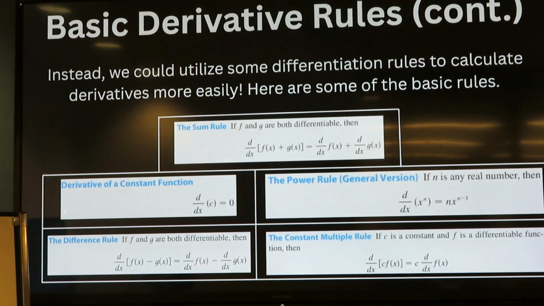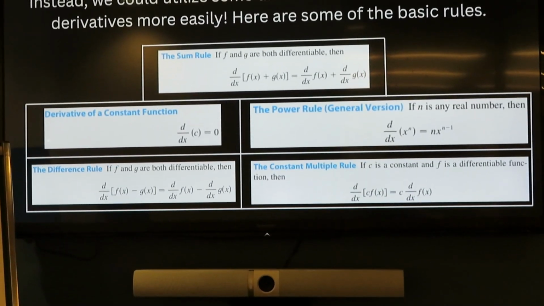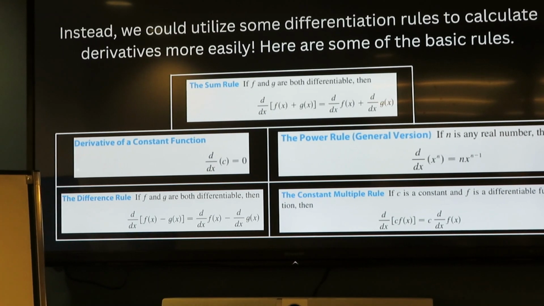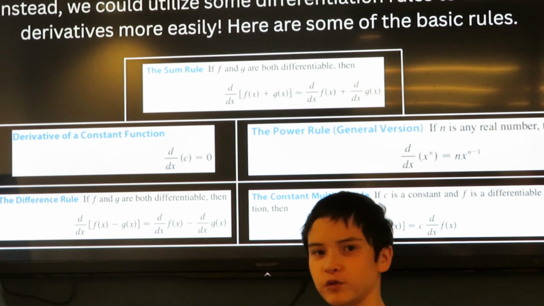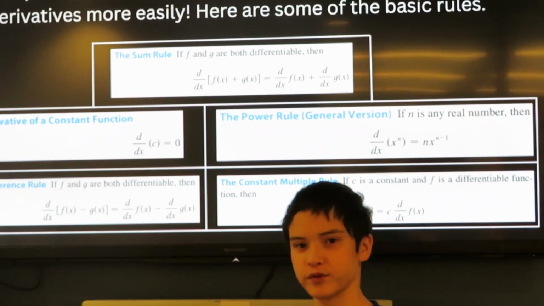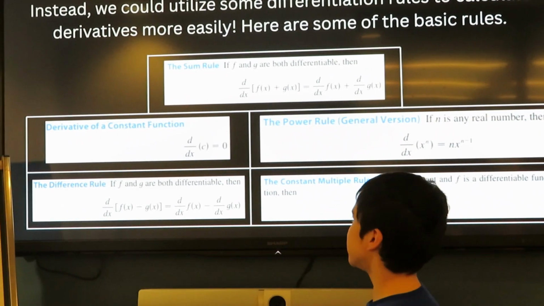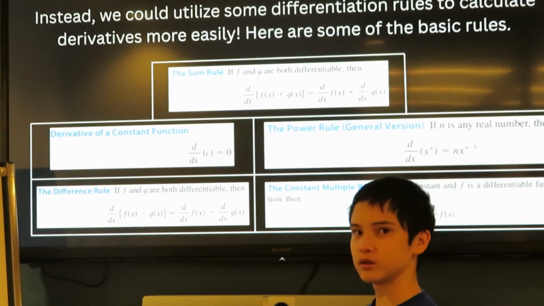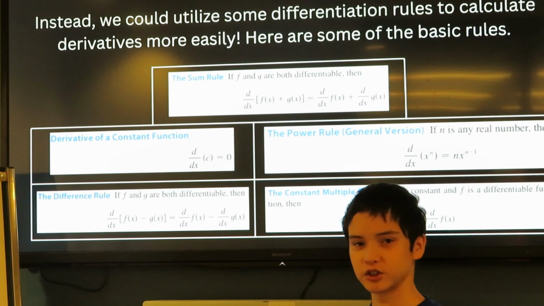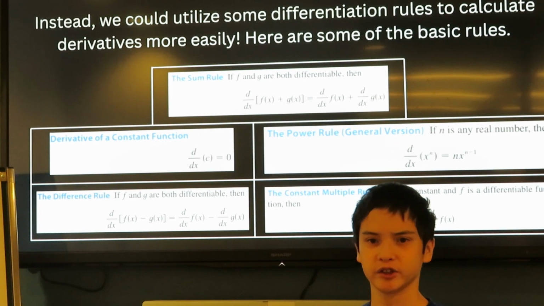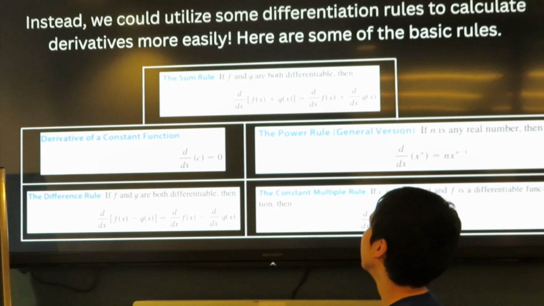So here are some basic differentiation rules that we would use in calculus. You have the sum rule, which states that the derivative of the sum of two functions basically is the sum of the derivative of the two functions. Or the derivative of a constant function, which is basically 0, since a constant function is a straight line, and a straight line has 0 slope.